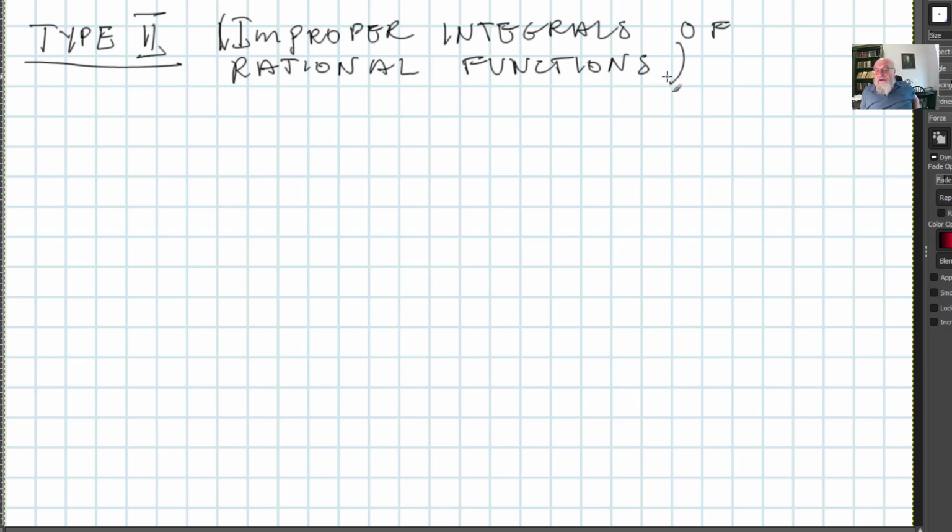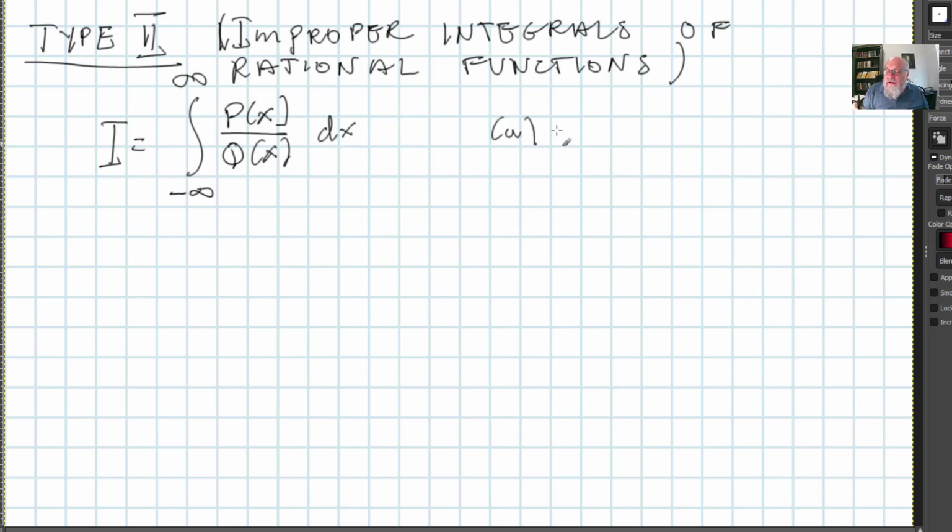So in this case, what is my integral? This integral will look like that. So this will be the integral from minus infinity to infinity, and my rational function will be simply a polynomial over a polynomial. So you have two polynomials, dx. So this means p and q are polynomials. And in this case, we also need to assume the following: that q of x, for real numbers, is never equal to 0. That means for every x belonging to R.